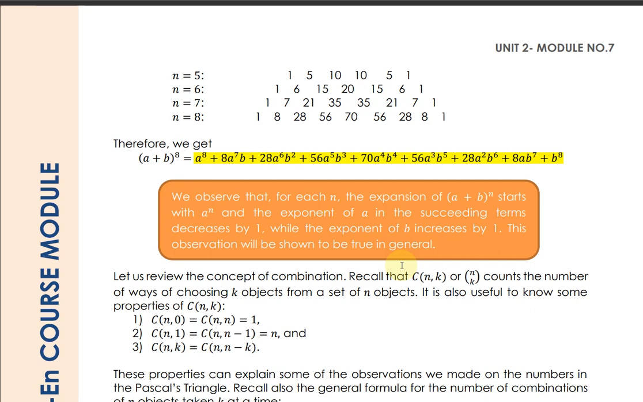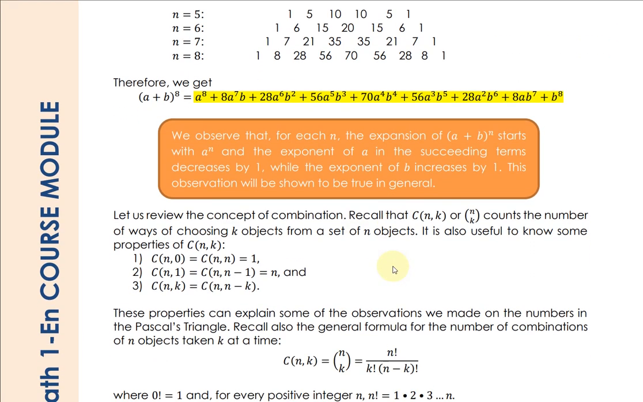So now we are going to review the concept of combination. So I believe you have already encountered probability, permutation, and combination in your previous math subjects. So we are going to recall that. So recall that n combination of k counts the number of ways of choosing k objects from the set of n objects.